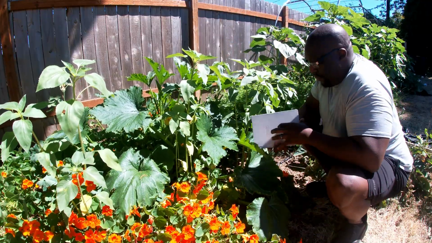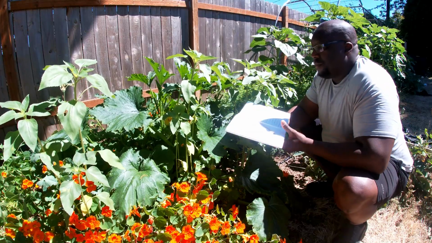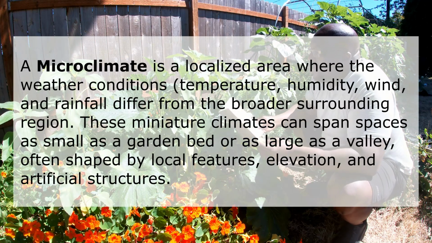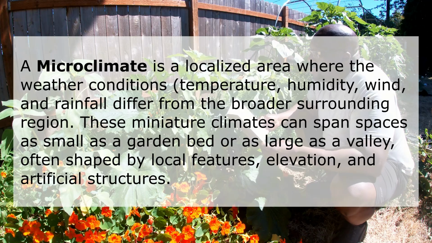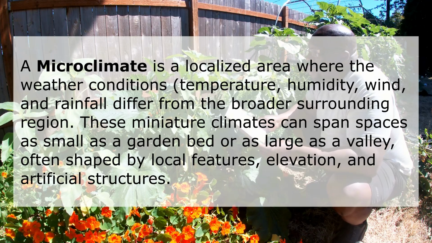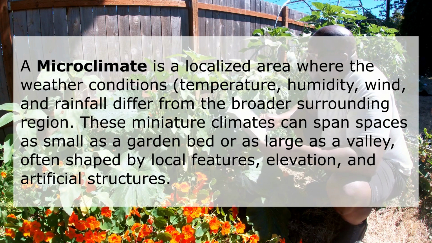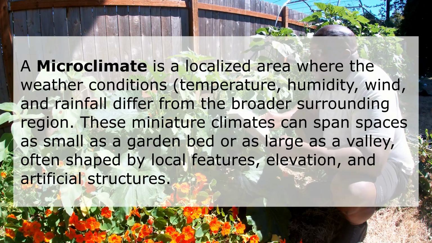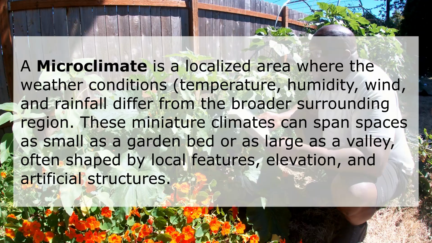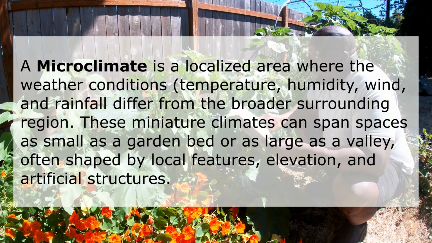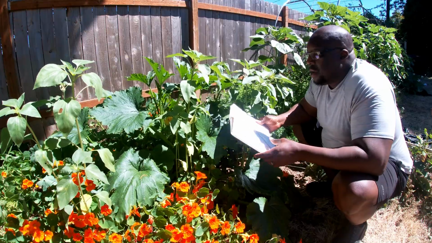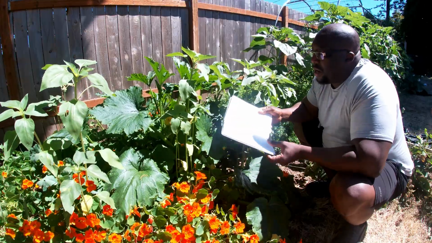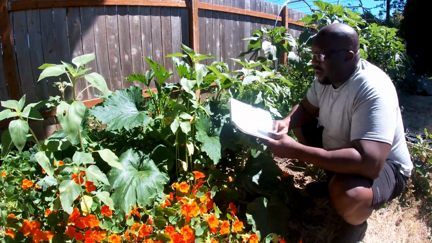I say, well, Daniel, what is a microclimate anyway? Well, here we go. A microclimate is a localized area where the weather conditions, temperature, humidity, wind, rainfall differ from the broader surrounding region. These miniature climates can span spaces as small as a garden bed or as large as a valley, often shaped by local landscape features, elevation, and artificial structures. There's a lot of different benefits to microclimates, and we're going to name off some of the really important ones.